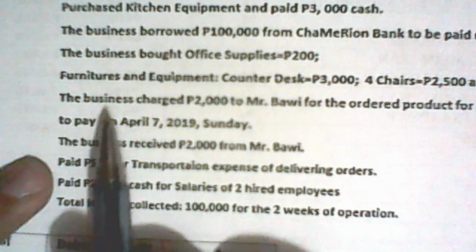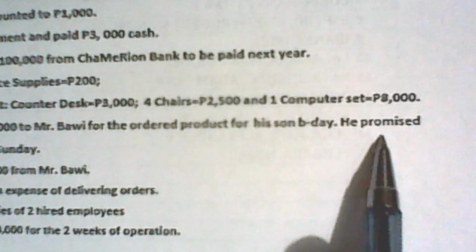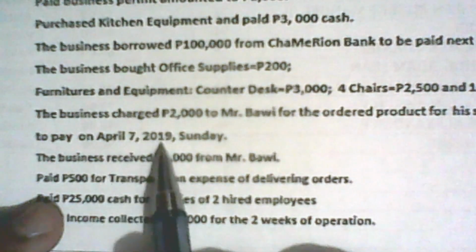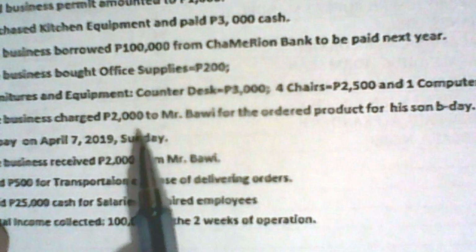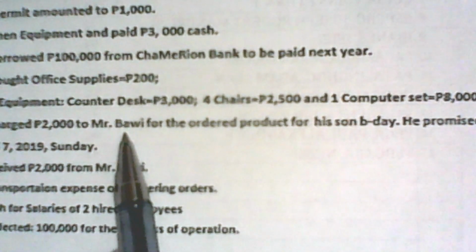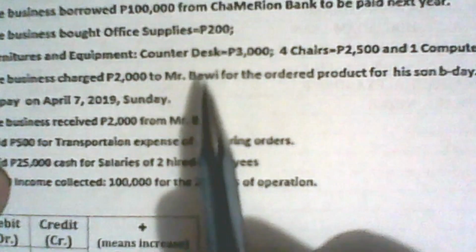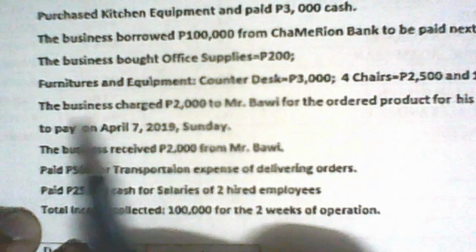Number 6. The business charged 2,000 to Mr. Bowie for the ordered product for his son's birthday. He promised to pay on April 7, 2019, Sunday. So in this transaction, we already received an income, but we didn't receive cash because this is a debt of Mr. Bowie. So we are expecting to receive cash, but Mr. Bowie said he is going to pay on April 7. So it means that we have a receivable from Mr. Bowie, and already in this day, we receive an income.